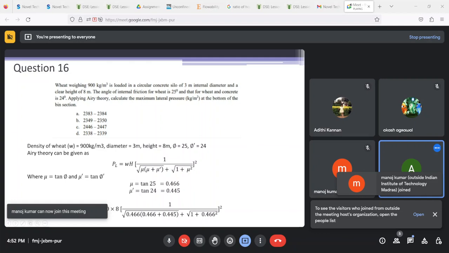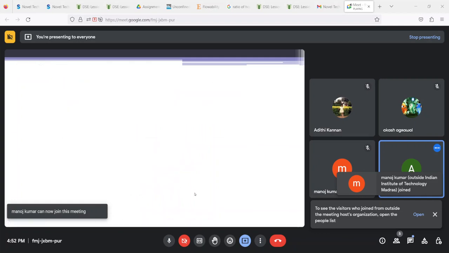So substituting the values, we have to further simplify this. This is equal to 900 into 8, which is 7200, into 1 divided by root of 0.466 into 0.466 plus 0.445 plus root of 1 plus 0.466 the whole square. When you simplify this again, you get the lateral pressure as 2338.16 kg per meter square.